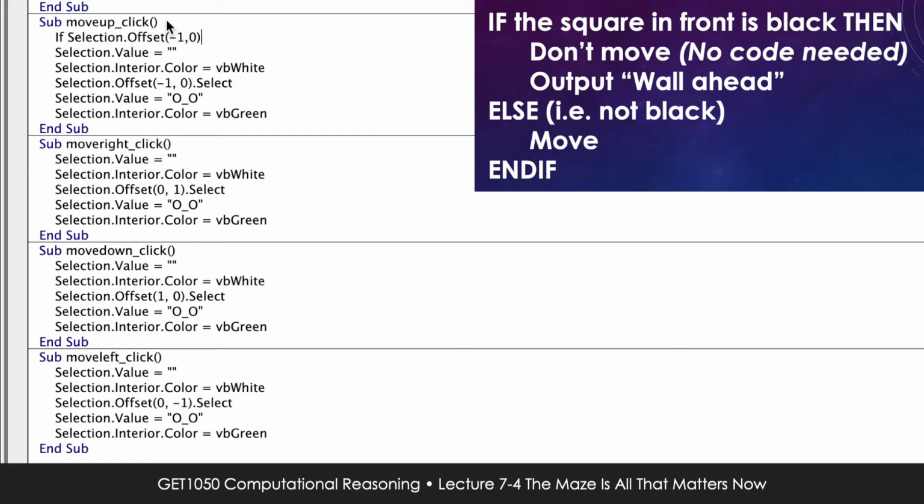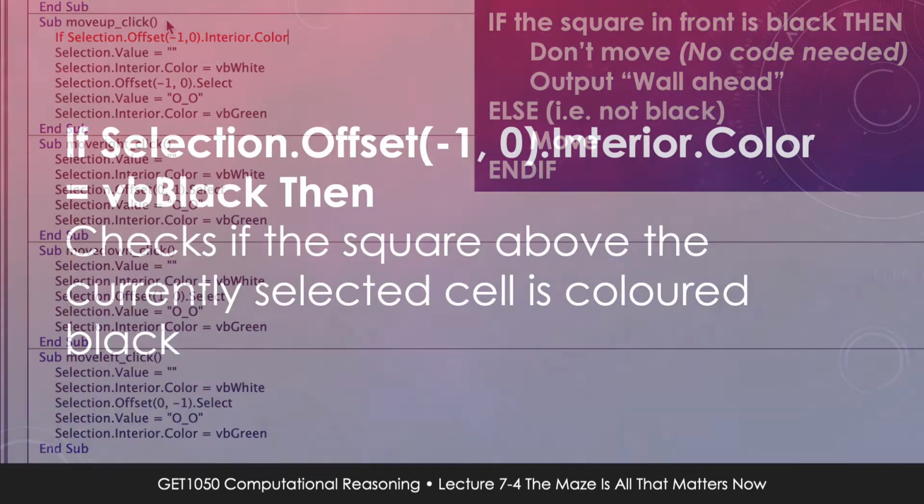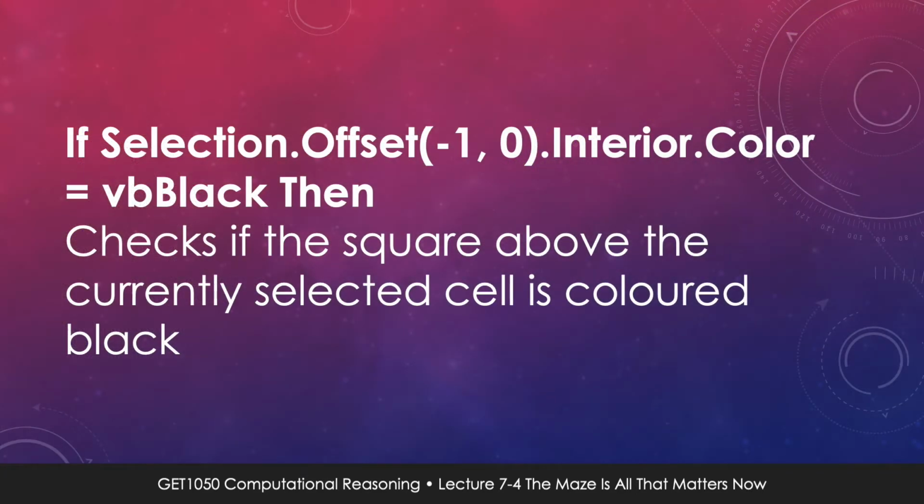But what do we want to do? We're not going to select, so it can't be selection dot offset dot select. It's also not the value, so it's not selection dot value. We want to check the color, right? So it should be if selection dot offset -1, 0 dot interior dot color. So if the square above has the color vbBlack, then what do we do?